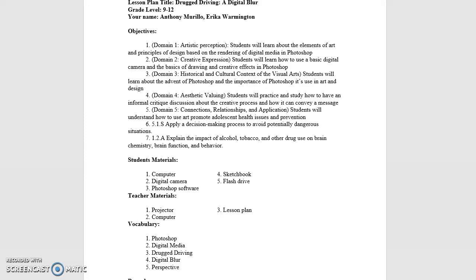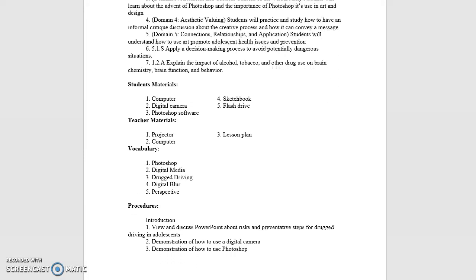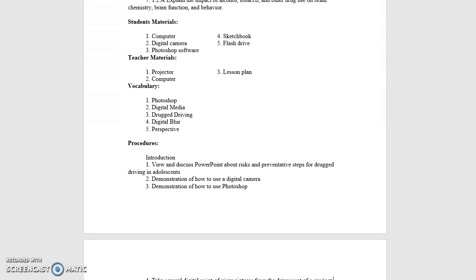And also, there is some focus on California Common Core Standards on the subject of health, which is they will apply a decision-making process to avoid potentially dangerous situations through this lesson plan, and they will explain the impact of alcohol, tobacco, and other drug use on the brain chemistry, brain function, and behavior through the expression of art in this lesson plan.